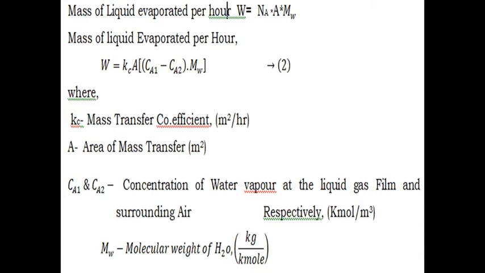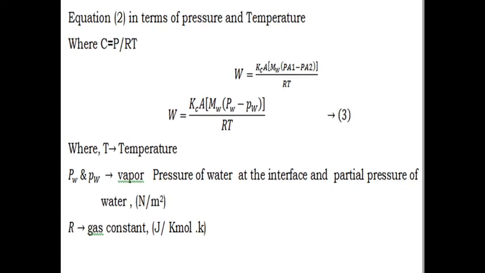So equation 2: mass of liquid evaporated per hour, W is equal to Kc into A, Ca1 minus Ca2, into Mw. Now equation 2 in terms of pressure and temperature. W is equal to Kc A Mw into Ca1 minus Ca2, where C is equal to P by RT, Ca1 is equal to Pa1 by RT, and Ca2 is equal to Pa2 by RT. Substituting Ca1 and Ca2 in the second equation, we finally get W is equal to Kc A Mw into Pa1 minus Pa2, divided by RT.